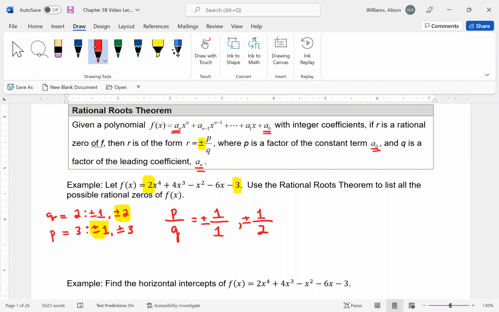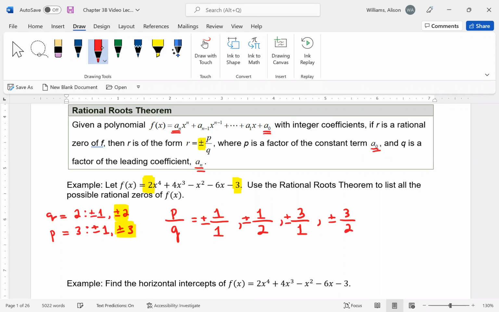Another possibility for P is that we could be working with the number 3. So now we're going to pair 3 with the different factors for Q. So 3 over 1. I'm referring to the first factor again right here. And then, of course, I'll throw the plus or minus in front. And then 3 over 2 would be the other option, including the plus or minus.